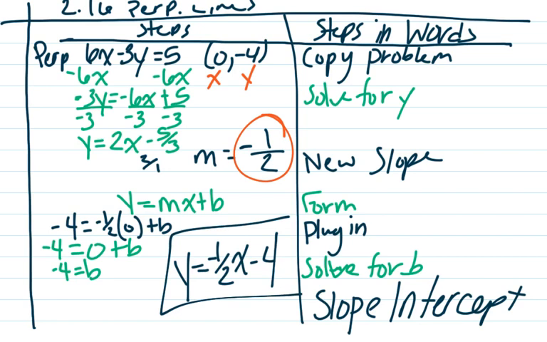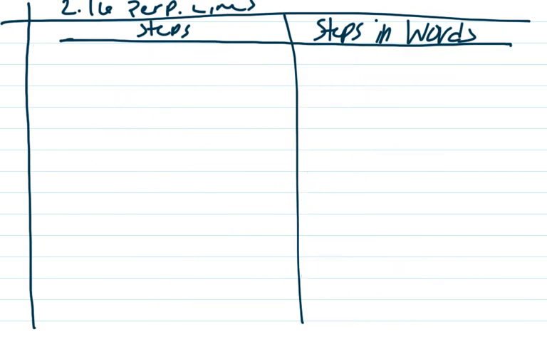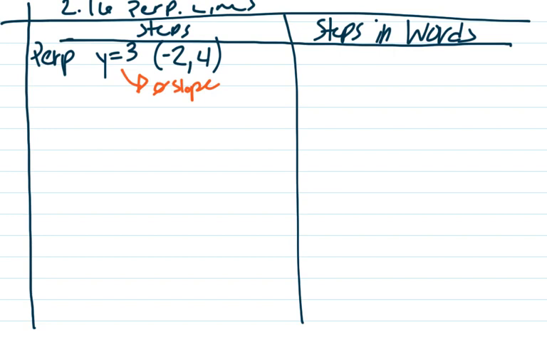Okay, and then we're going to do parallel and perpendicular, horizontal and vertical. We're already doing parallel and perpendicular. So we want perpendicular to y equals 3 and negative 2 comma 4. So here's the thing. We know that this is a 0 slope. Okay, I forgot to write copy the problem, sorry. These ones I don't really have a whole lot of steps because they're kind of weird. So we know that that one is a 0 slope.